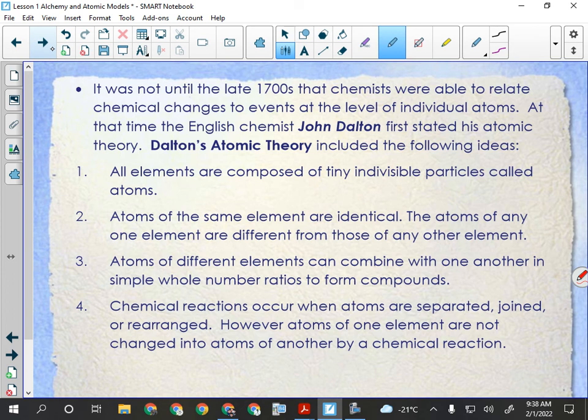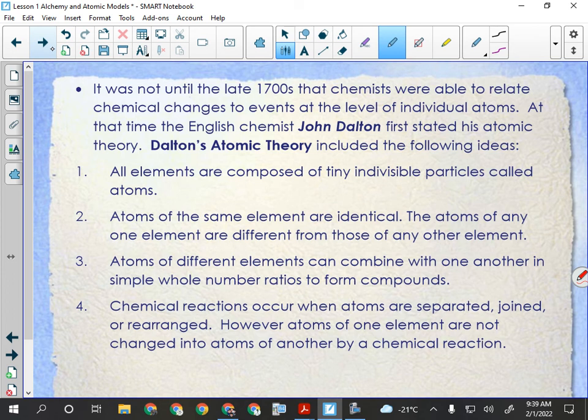So Dalton's atomic theory, first off, quoted Democritus: all elements are composed of tiny, indivisible particles called atoms. So that's the heart of the atomic theory. All matter, everything that exists, is made of atoms. His second point said that atoms of the same element are identical.